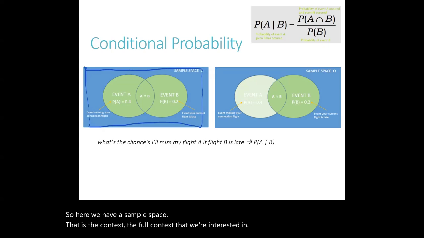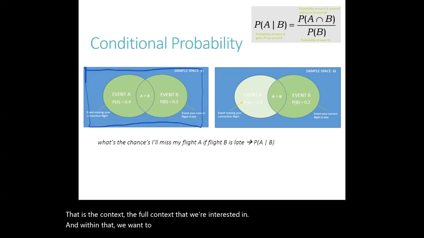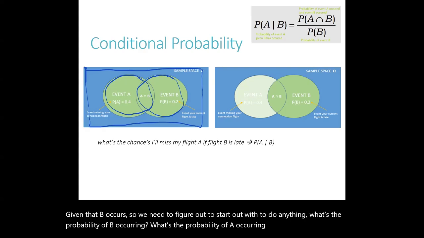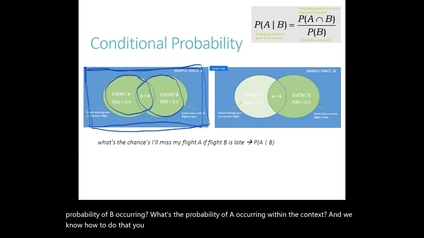And within that, we want to know what's the probability of A given that B occurs. So we need to figure out, to start out with, what's the probability of B occurring, what's the probability of A occurring within the context. And we know how to do that. You count previous occurrences of the phenomenon you're interested in and divide it by all possible occurrences.